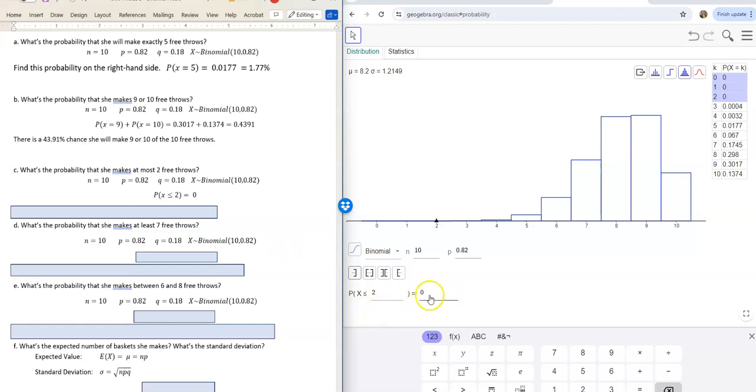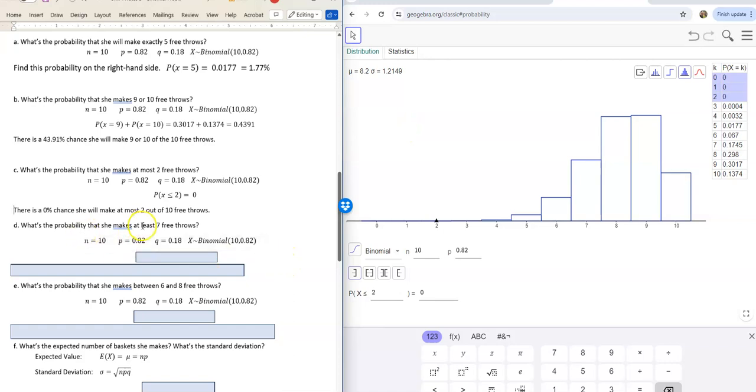And you can see that the probability of that happening, of her getting 0, 1, or 2 when she's so good at her craft here, she's making 82% of her free throws. The probability that she would get less than 2 is 0%. You can see up here, if we add those all three together, it's still going to be 0. So there's a 0% chance that she would make at most 2 out of 10 free throws. You can see up here, now our values are there for our expected value, or our mean, and our standard deviation are showing there.